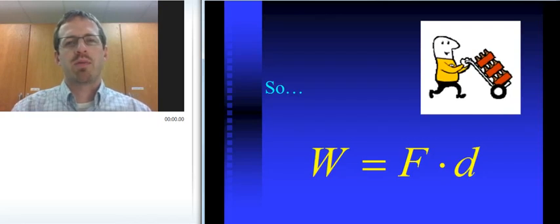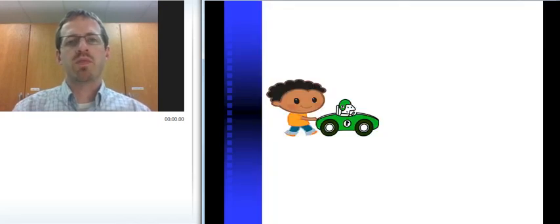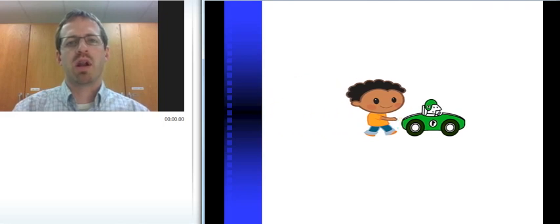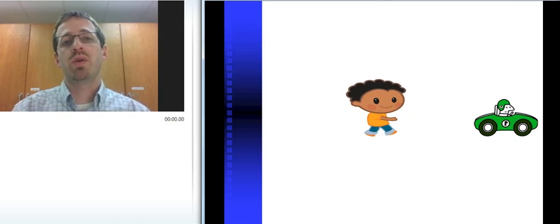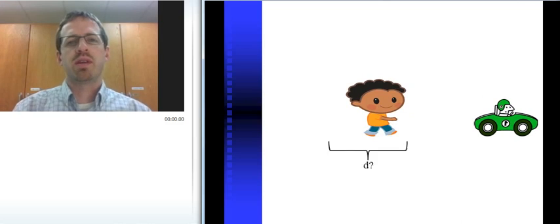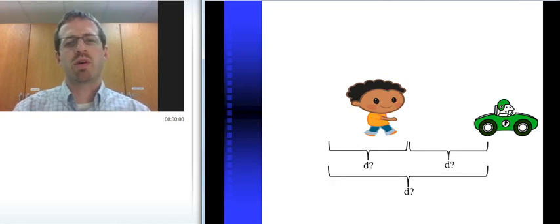Now, there are a couple things you have to keep in mind when using this equation. The first thing you have to keep in mind is what d you use for the displacement. So here's an example. I've got this little boy who's going to push a car. And he pushes the car for a distance and then he lets go and the car keeps moving. The question I have for you is, what d do you use in that equation? Work equals force times displacement. Do you use the small one, the second one, or the third one? And I'm going to ask you to answer that in the Google form. If you need to see the animation again, just watch the video all over again.